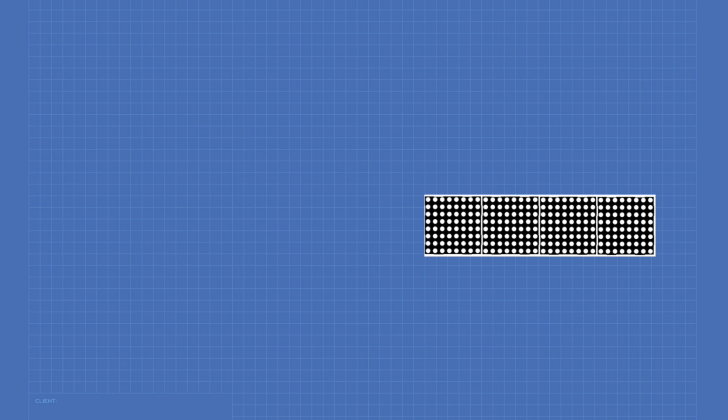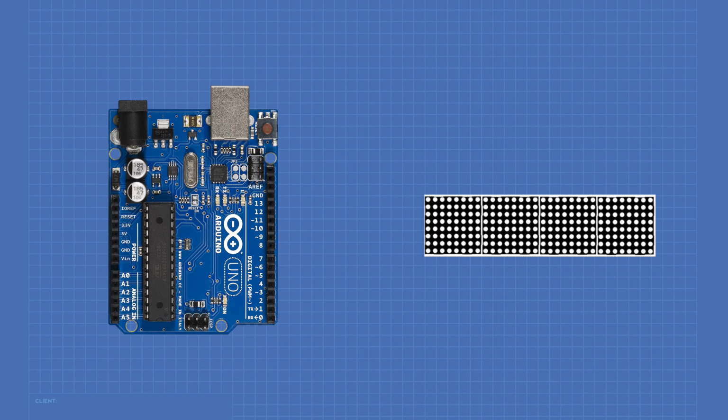In addition to the 4 matrix displays, you're going to require an Arduino Uno, and you're going to require an external 5-volt power supply for your display as well. The 5-volt output of the Arduino's internal regulator does not have sufficient current for these displays.